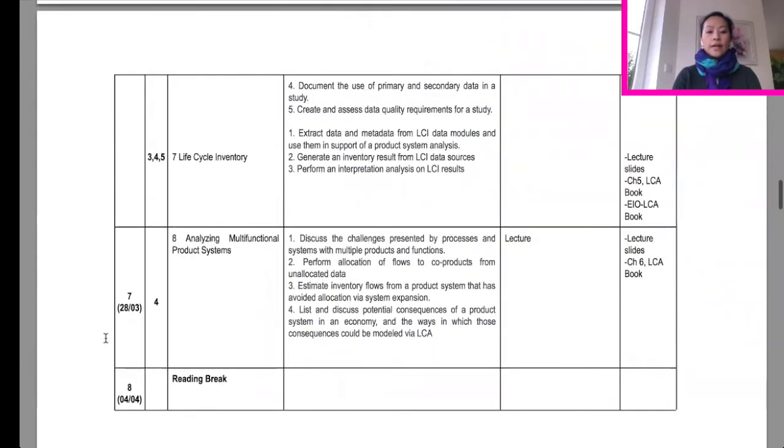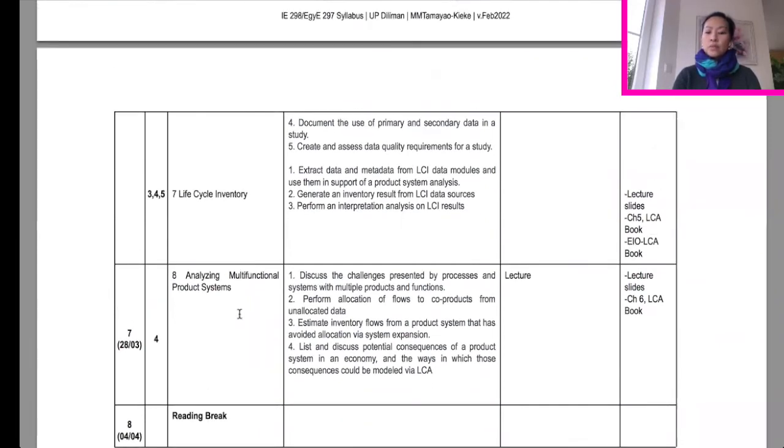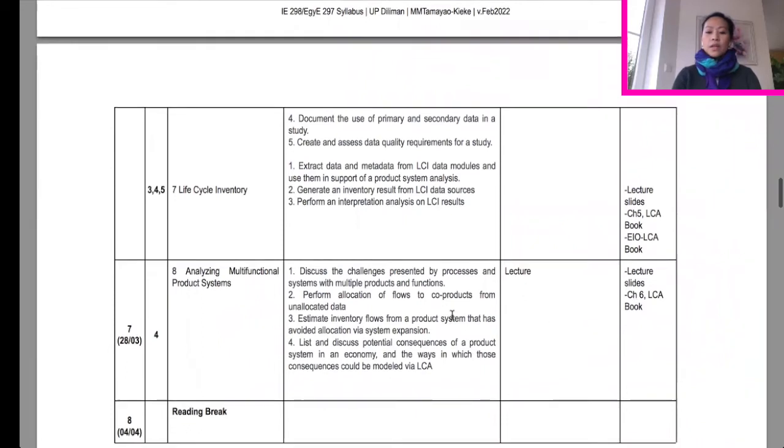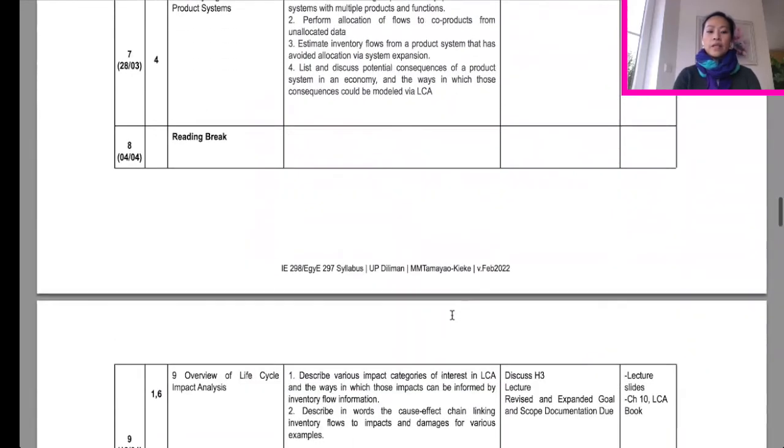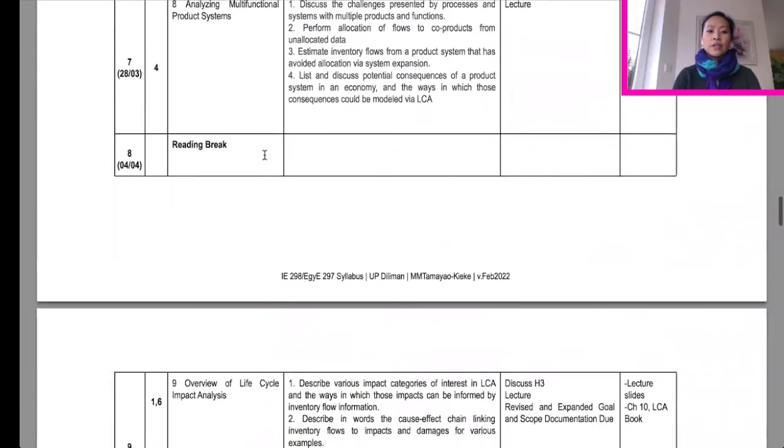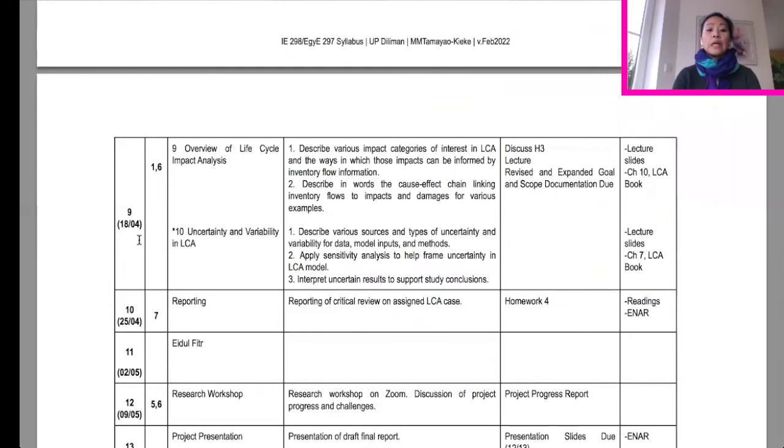And then after that, March 28, we will talk about analyzing multifunctional product systems. Then we will have the reading break and the Lenten season. Therefore, the next meeting after March 28 is already April 18. On April 18, we will talk about an overview of life cycle impact analysis, and the last topic, which is uncertainty and variability in LCA. In that session, we will also discuss homework 3.